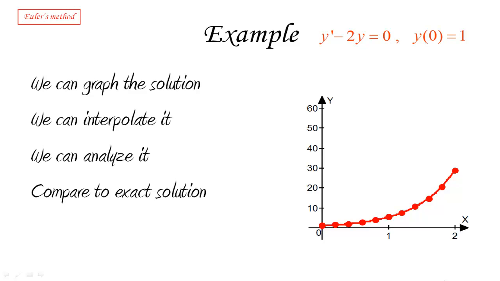Now, what we can do is, if we actually have a chance of getting the exact solution like we do in this case, we can compare it to the solution. And here is the solution. Of course, the solution is y equals e to the 2x. And yes, as we said, the concavity is up, and what we're getting is an underestimate.